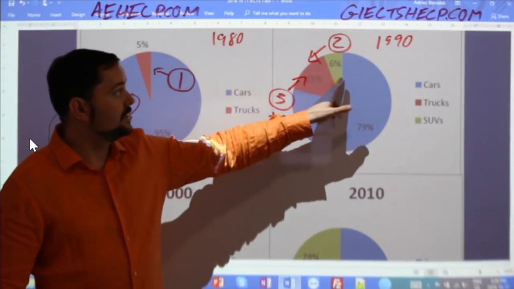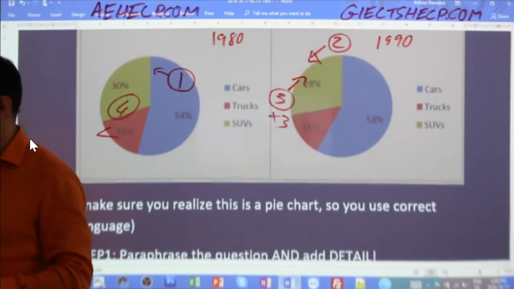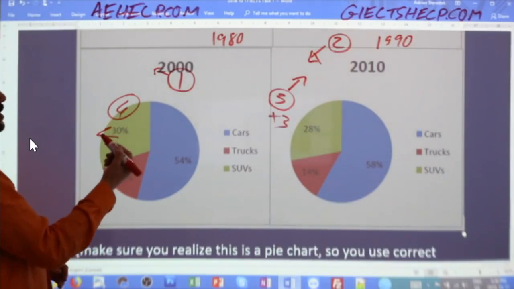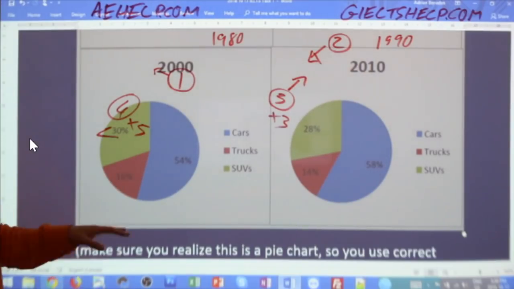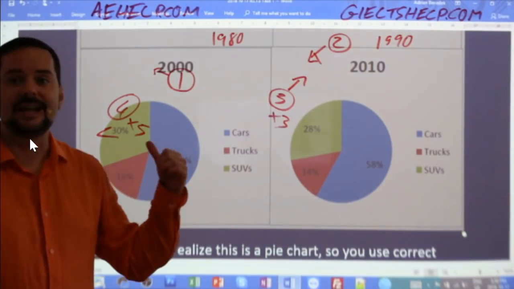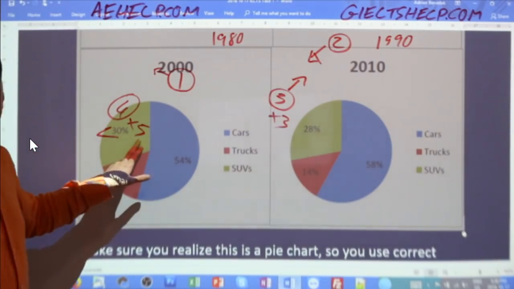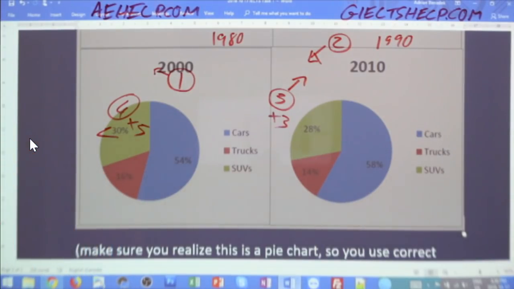How much does it increase? Anybody notice how much SUVs increased from this year here? So look at SUVs here, it's 6%. And 10 years later, so a decade later, in 2000, you have 30%. It's a multiplication factor of 5. So it's 5 times greater than a decade before. That's a huge difference. Tinder, just saying 24% increase is not as interesting as saying it's a 5-fold increase. So 5 times or 5-fold increase 10 years later.